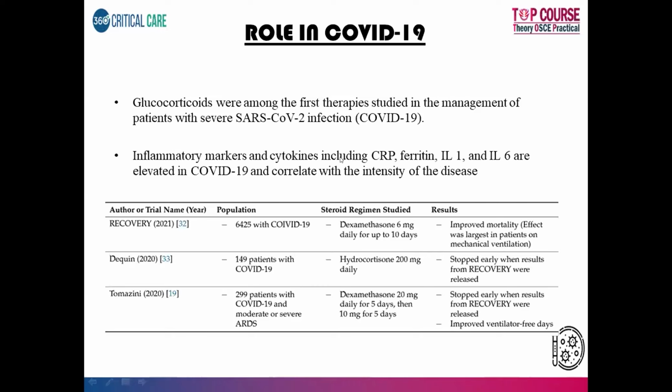Inflammatory markers and cytokines including CRP, ferritin, and interleukins are elevated in COVID-19, and they correlate with the intensity of the disease also. So there were 3 trials doing work on this side by side. In 2020, we had Dickwin and Tomazini doing the trials, but then the RECOVERY trial was started. Before these two could publish their results, the RECOVERY trial showed that dexamethasone 6 mg daily for up to 10 days improved mortality. So both these trials were stopped early because the RECOVERY results were already released.